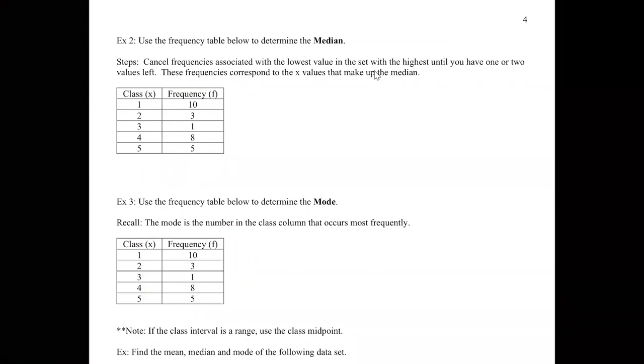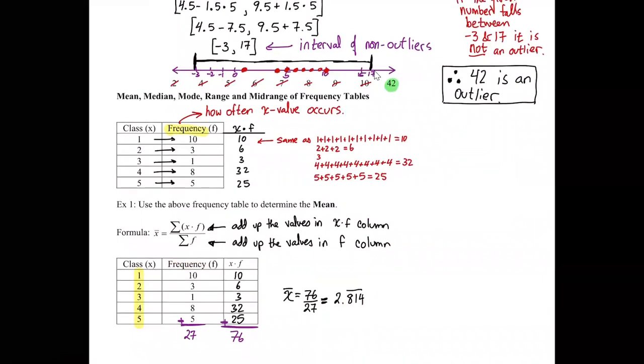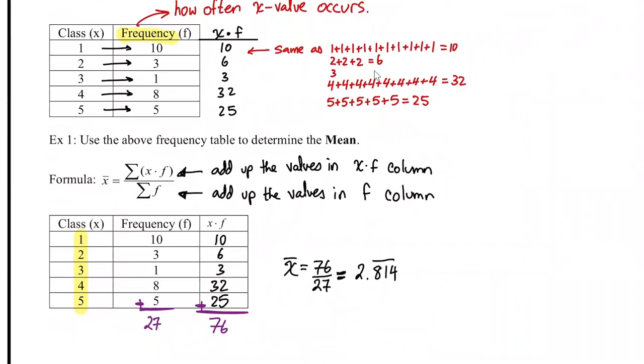I have a question really quick. Sure. Yeah, go for it. I understand that the column on the left is X, but why does it say like class?